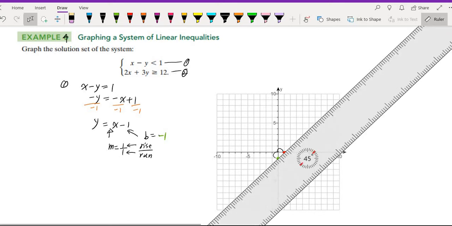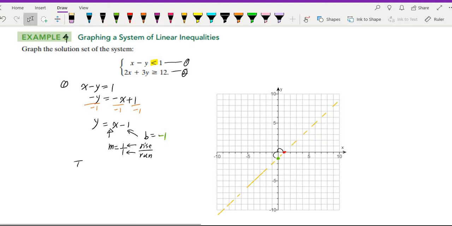Before we draw the line, we have to think, are we going to have a solid or dashed line? Because this is less than, it doesn't include equal. So that means I'm going to draw a dashed line. Now we have to do a testing point. So again, we're going to test this 1, 1.